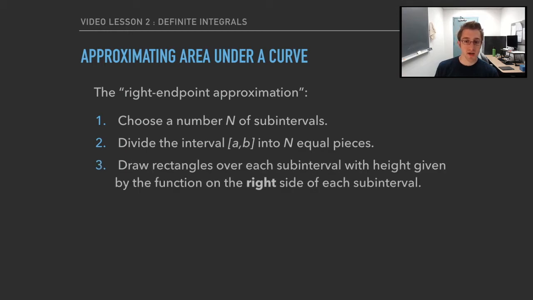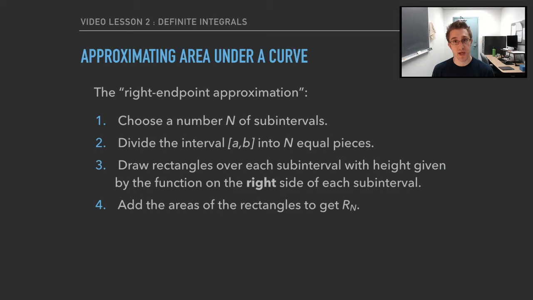Next, we drew rectangles based on each subinterval, and the height of each rectangle is given by the function on the right side of the subinterval. That's why we call this the right endpoint approximation. And then we had a bunch of rectangles, and we can compute their area, which is pretty easy, and we get this thing we call Rn. That's the right endpoint approximation to the area under this curve over the interval AB.